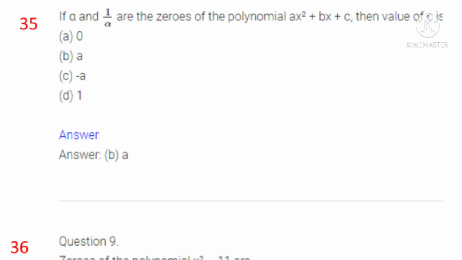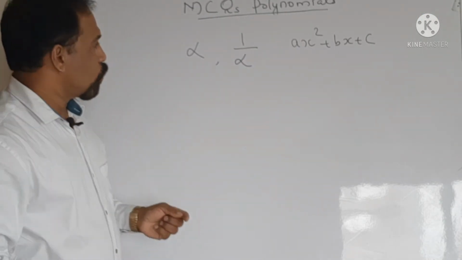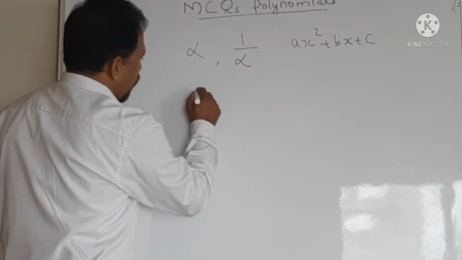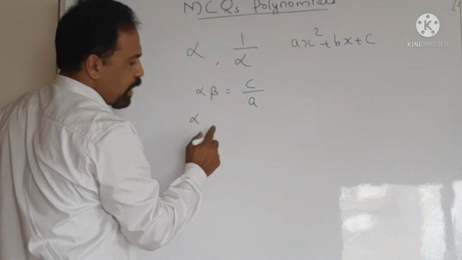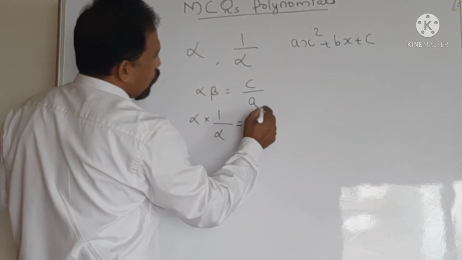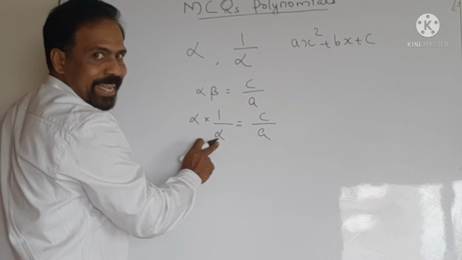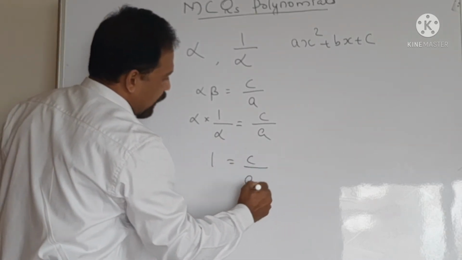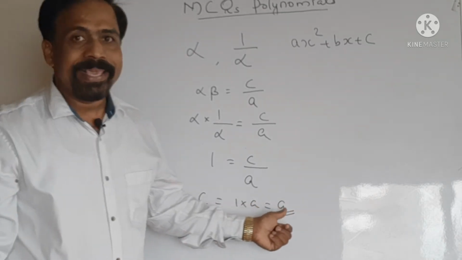Question number 35. If alpha and 1 by alpha are the zeros of the polynomial ax squared plus bx plus c, then the value of c. Now alpha and 1 by alpha, they are the zeros of this polynomial. So if you take alpha into beta, the alpha into beta is c by a. So alpha, here beta is 1 by alpha, so alpha into 1 by alpha is equal to c by a. So this will be 1 because alpha and alpha will get cancelled. So 1 is equal to c by a. Therefore c is equal to 1 into a, that is a. So c will be a.